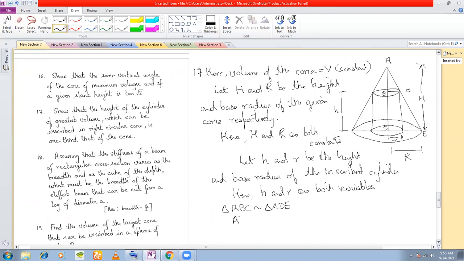What are the other two sides? AB by AD is equal to BC by DE. What is AB here? If you see AB, this length, it is capital H minus small h, divided by AD. AD here is small h, divided by BC. BC here is small r, radius of the cylinder, and DE is the radius of the cone, right?